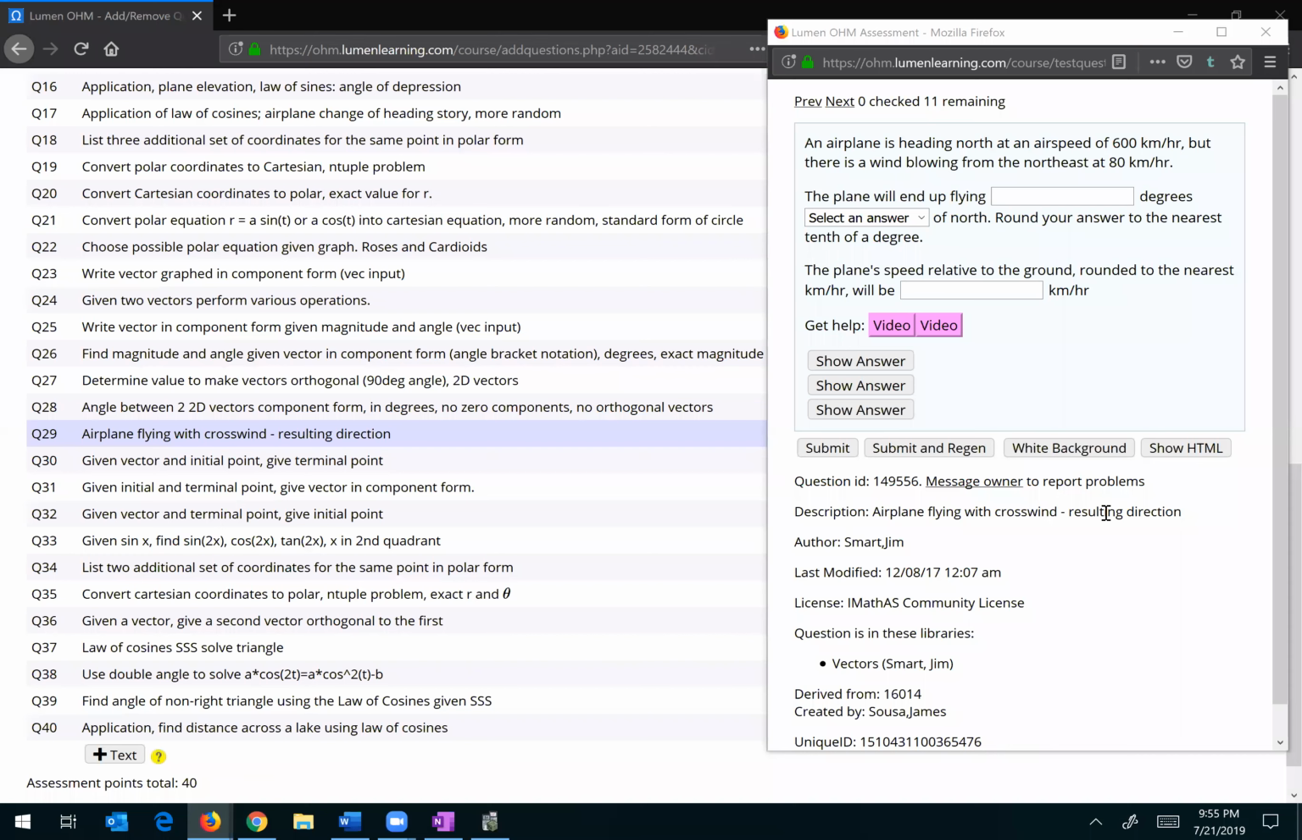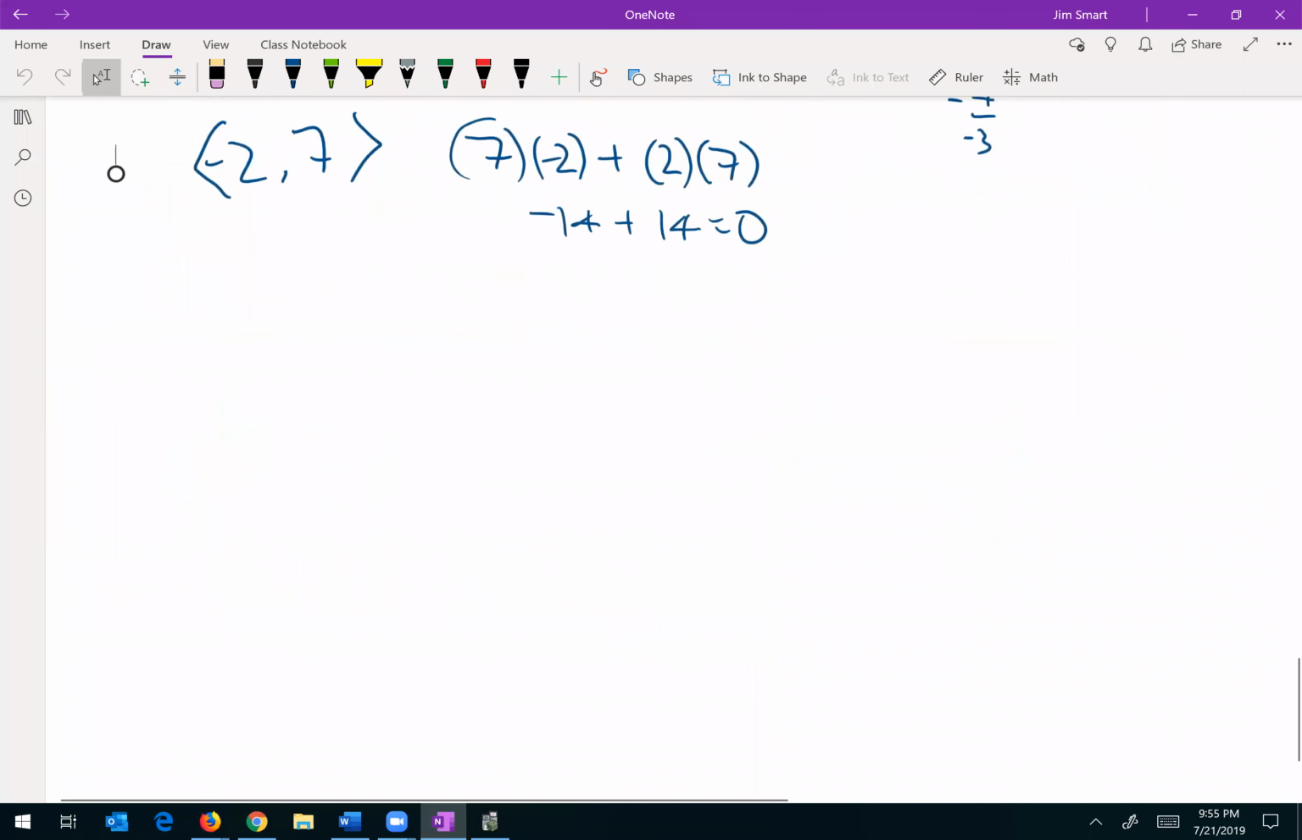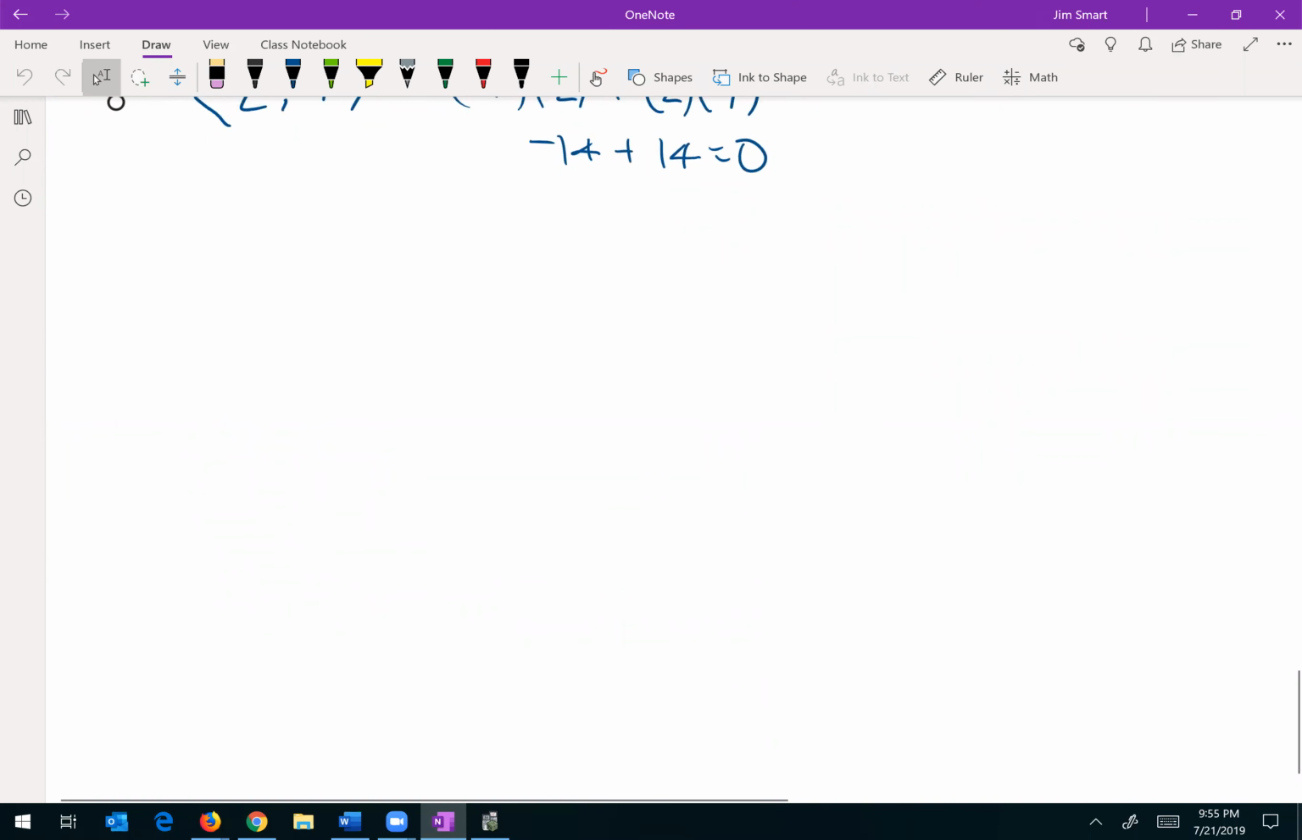Okay, so here's the question, my version of it anyways. Is your wind blowing from the north or from the south, east or west? Let me check. This one says from the southeast. So I'll draw both pictures. Mine's from the northeast, yours is from the southeast, because the pictures are a little different depending on whether the wind is blowing from behind the plane or in front of the plane.